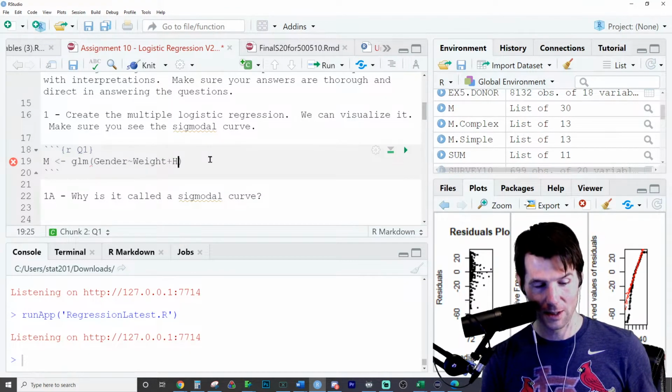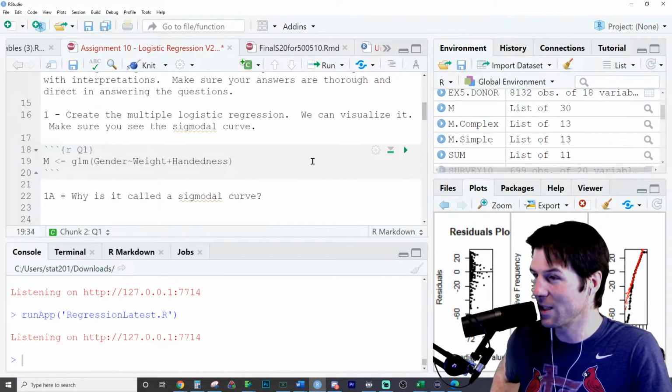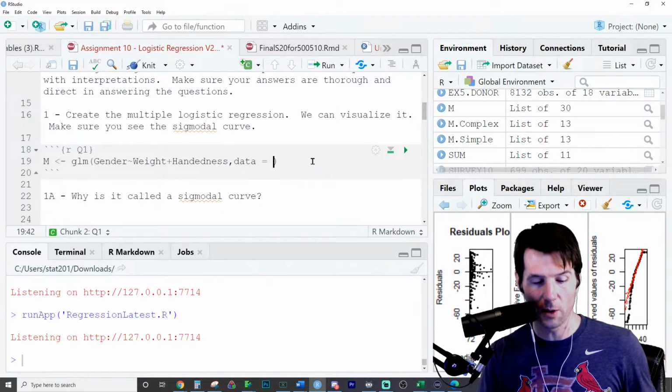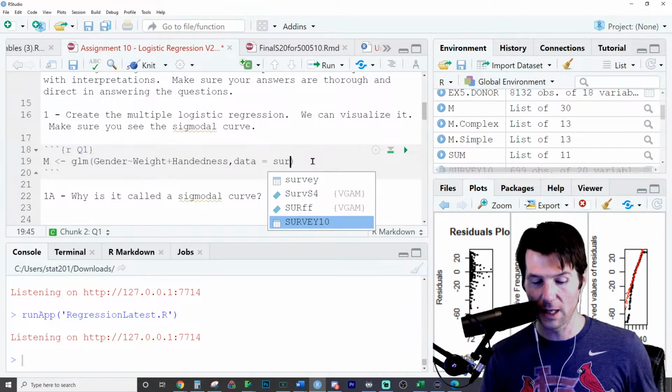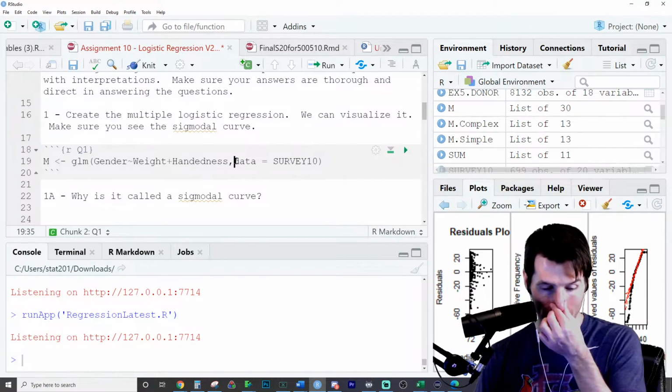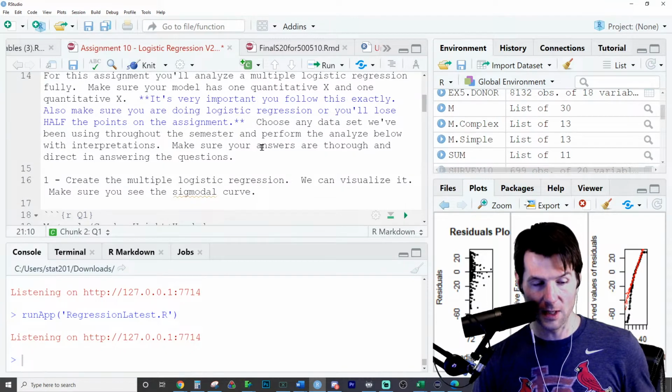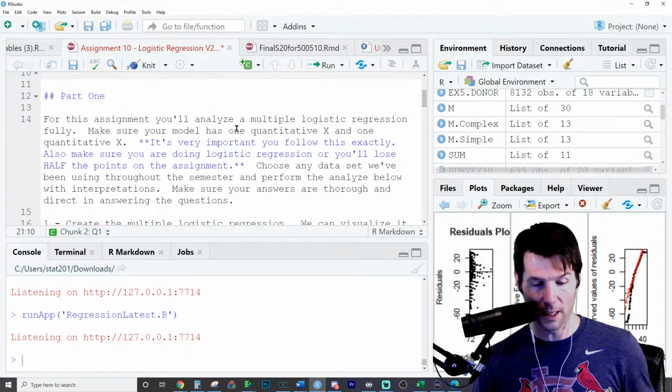So we want one categorical. And really, you're kind of stuck with this data set. You probably want to go outside of Survey 10 because Survey 10 only has in it 2 categorical variables, unless you discretize another variable, which means to make discrete. And the important thing with GLM is to go right here. Now, it does say a categorical Y. You'll analyze multiple logistic regression fully.